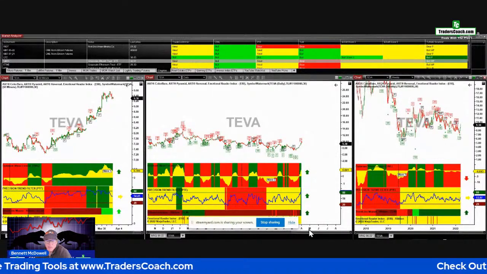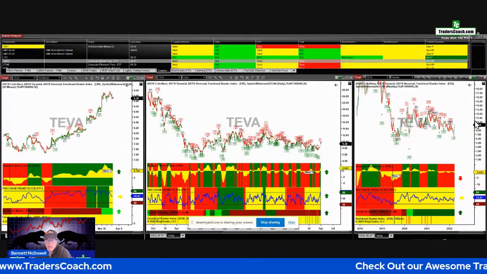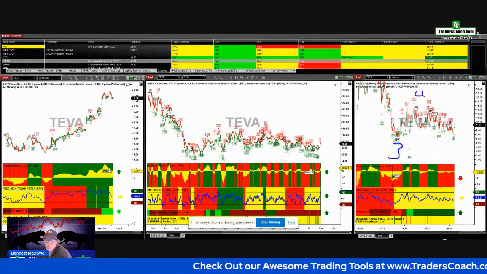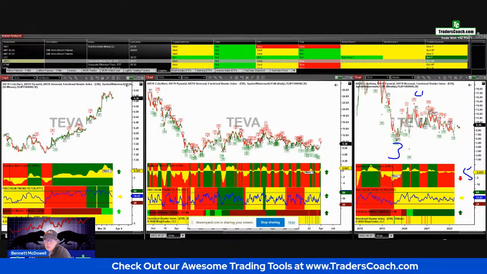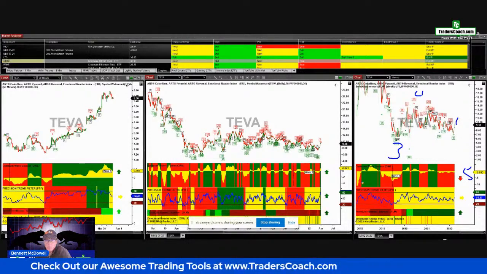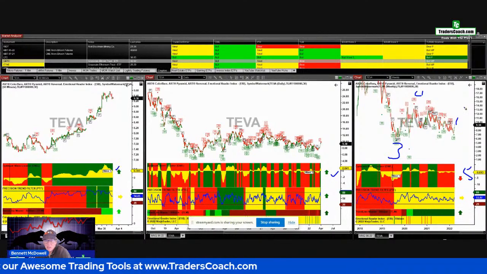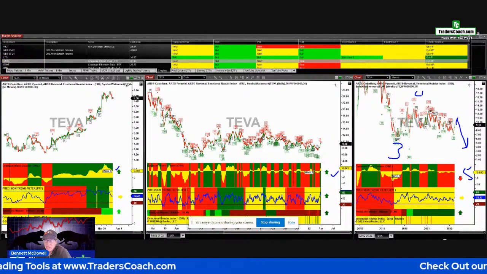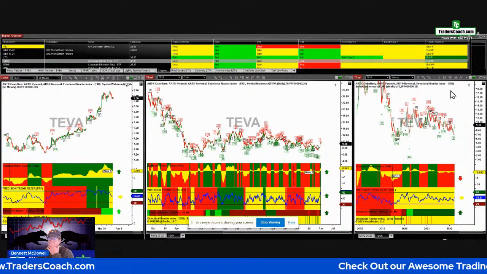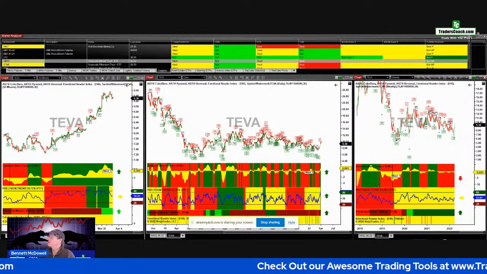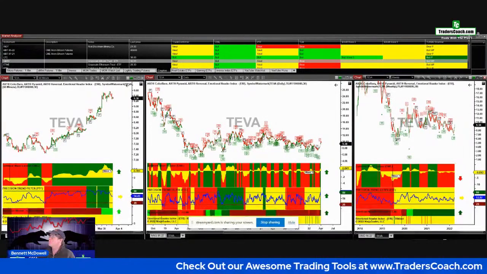Also, I'm a little concerned that we may have a 3, 4, 5. So it may go up a little bit because we're bullish here and bullish here, but it looks like eventually it may head back down. So I would say no trade on TEVA. Not this time.